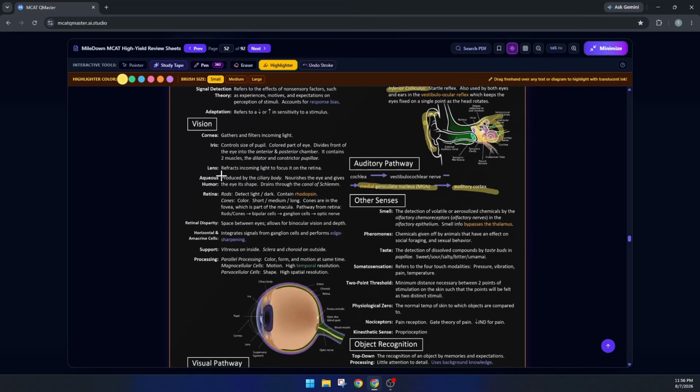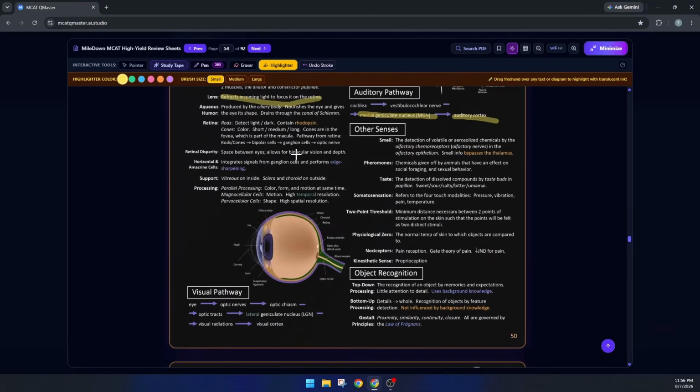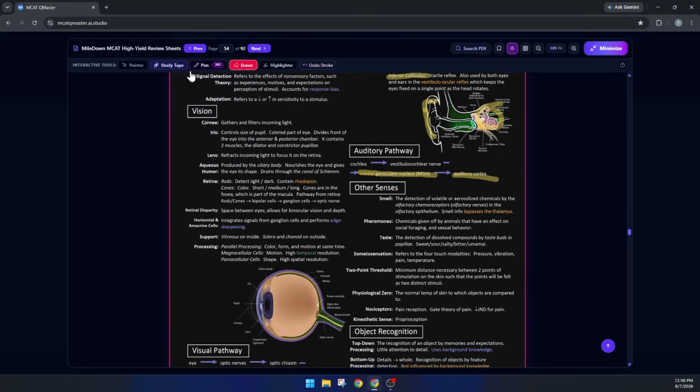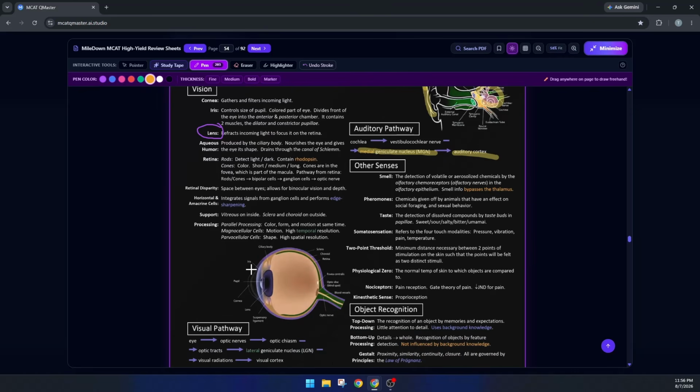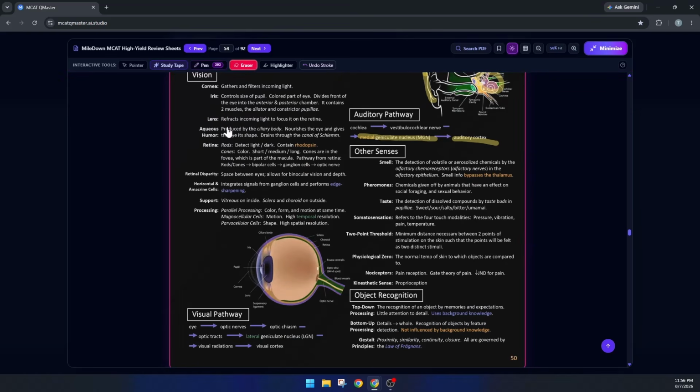Next is your lens. It refracts incoming light to focus it on the retina. Again, I recommend looking at a picture of the lens. There are lots of diagrams showing how the lens refracts light, but essentially it takes this light and gets it onto your retina, which is at the back of your eye. That's the very basics.